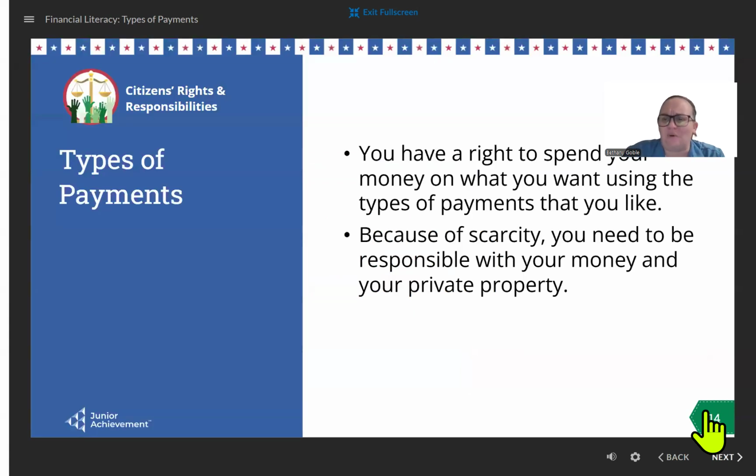Okay. Again, you have a right to do what you want, how you want to make payments. The bank can't tell you, no, you can't buy that, you can't do that. That's your right. You want to buy it, buy it. Is it smart? That's on you.